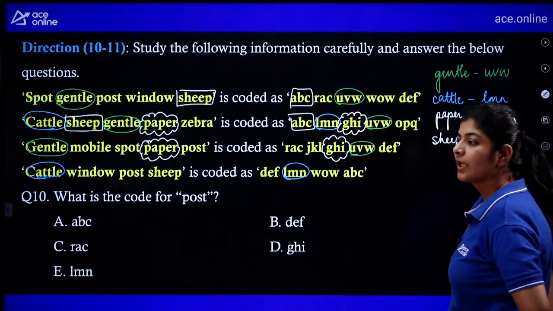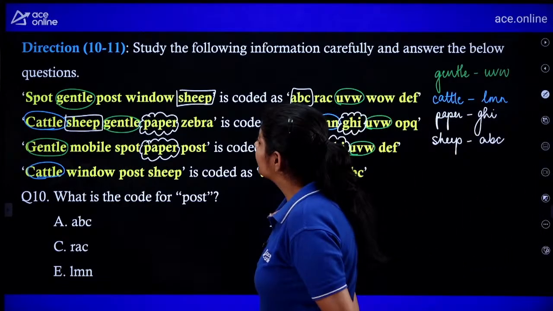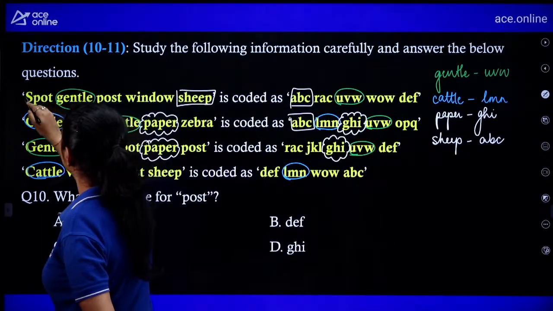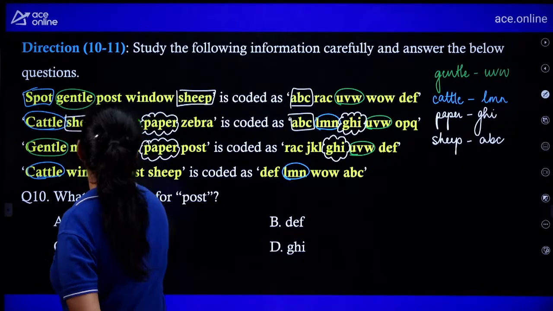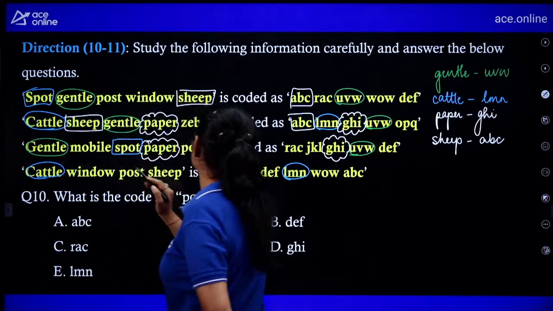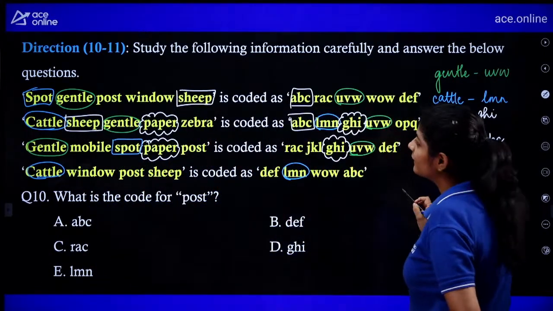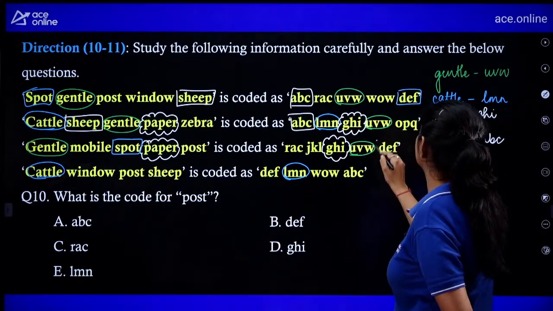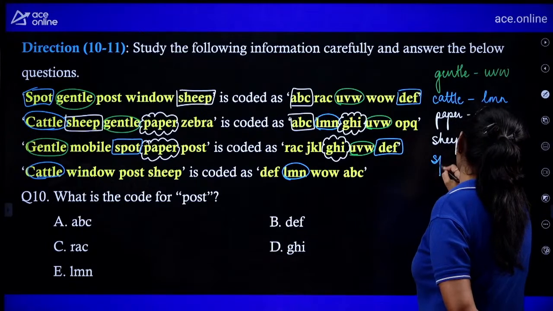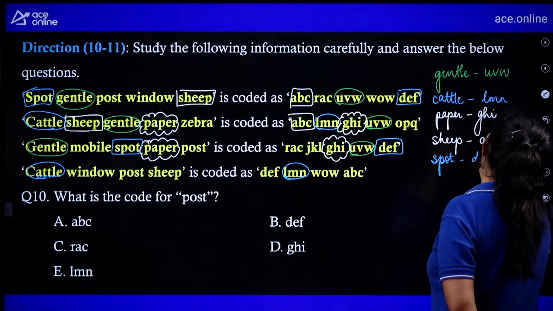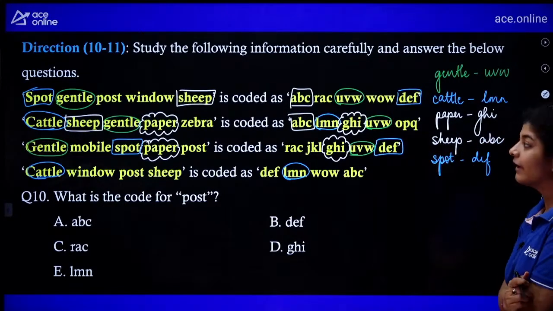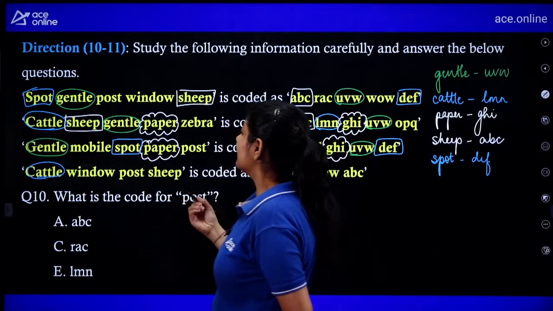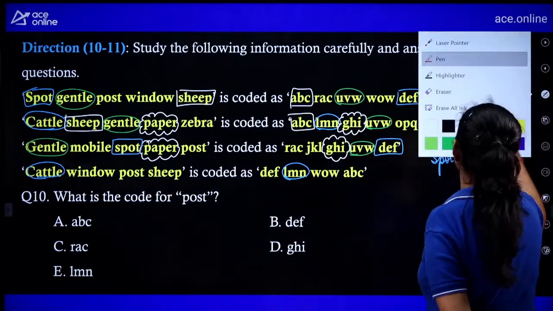Next. The next code, we can go for spot, right? Spot. So here the common code that we are having in these two lines is DEF. So for spot, we are having DEF, right? Now, the next word that we are having is post.